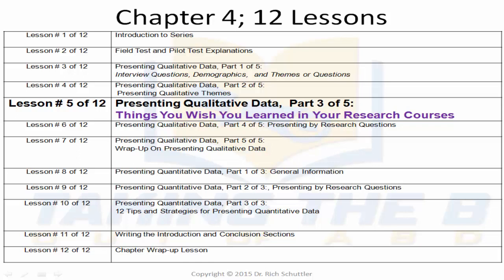In the lesson strategy for the 12 lessons I have planned for Chapter 4, as I just noted, this is lesson number 5 of 12. You can see the 4 lessons I've addressed already to include part 1 and part 2 of qualitative themes. Once I'm done with this lesson, I'll have 2 more parts still related to qualitative themes before I get into the quantitative themes, and then some insights and information about the introduction and conclusion sections to your Chapter 4, and then a wrap up on all the chapter lessons.